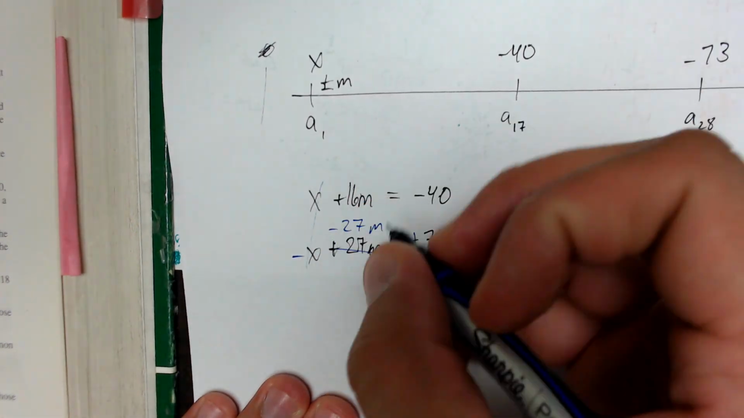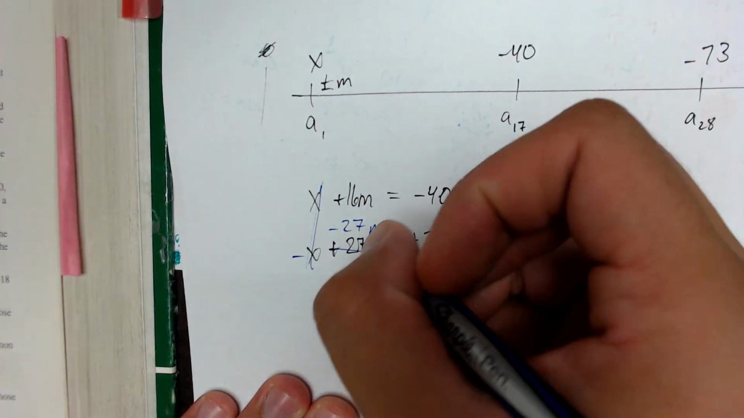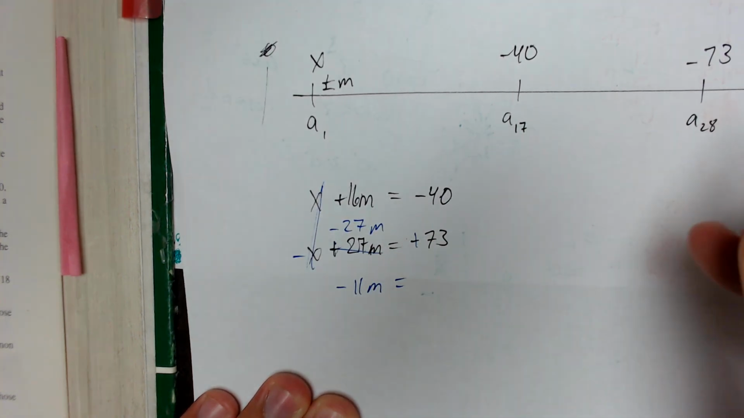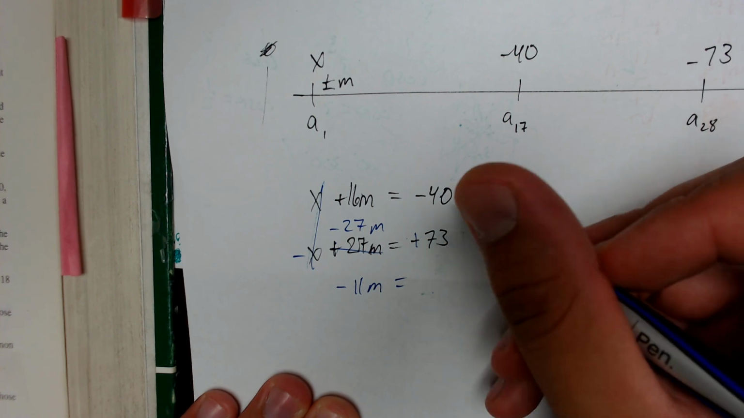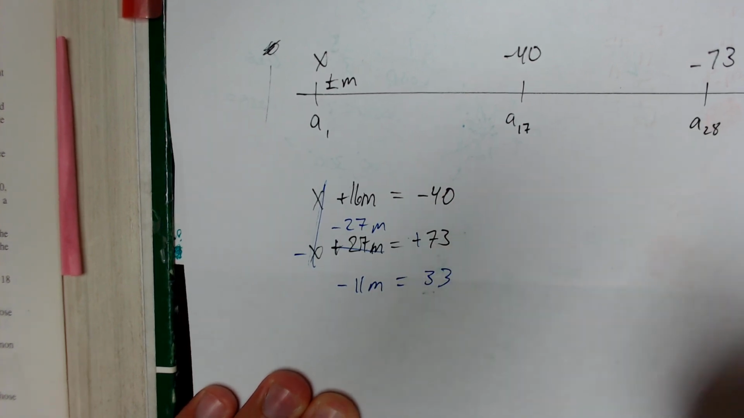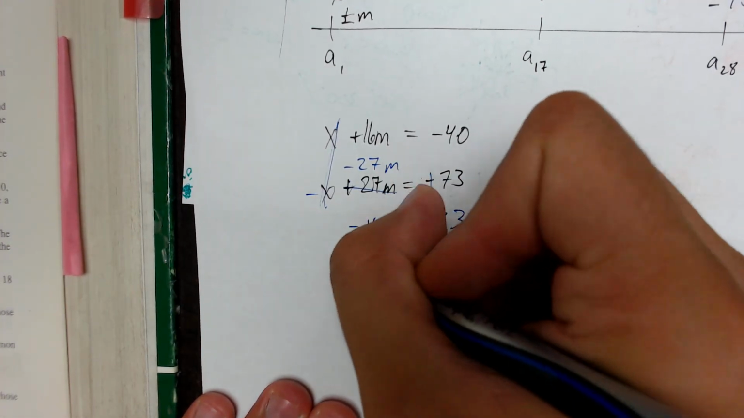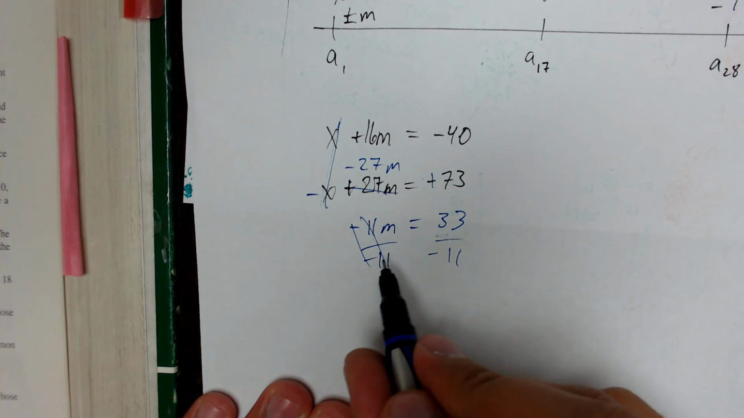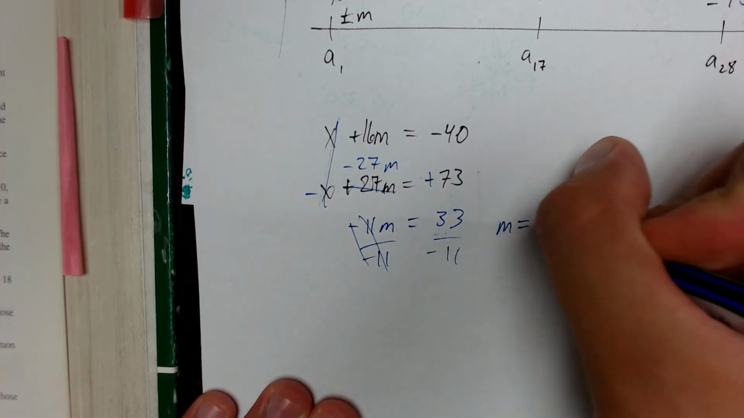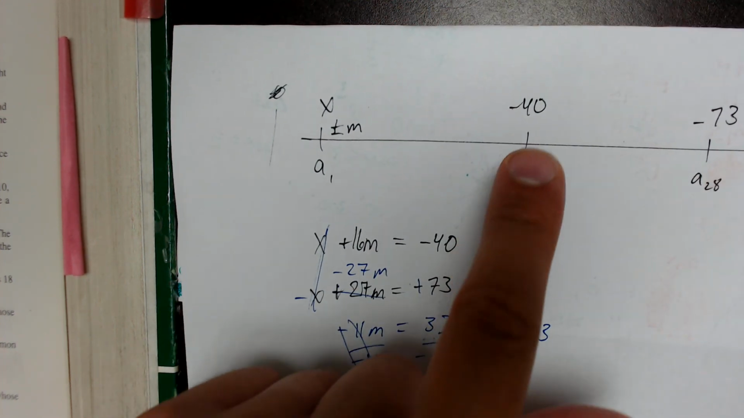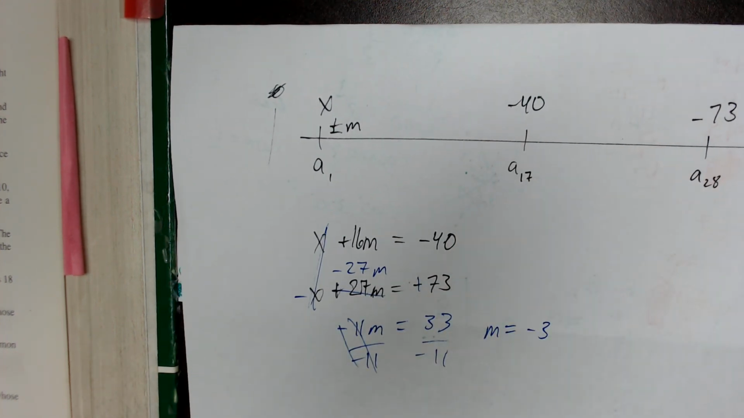So when I combine these, the x's will cancel. Positive 16 plus negative 27 is going to give me negative 11m. And then 73 minus 40 is going to give me 33. So if I divide that by negative 11, it looks like my mean is going to be negative 3. If my arithmetic mean is negative 3, which seems to fit since our number is going down even farther into negatives, all I have to do to figure out x is do another equation.